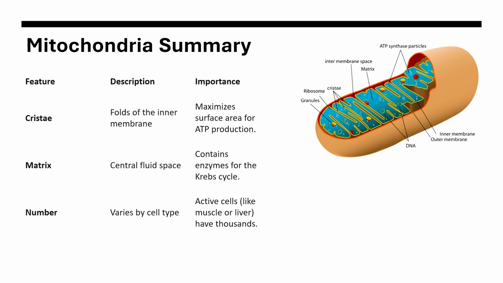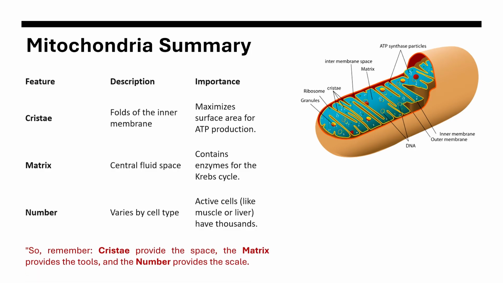They take the raw materials from your food and start the process of stripping away the energy to be packed into ATP. And finally, notice that the number of mitochondria is not the same in every cell. It varies based on how much work the cell does. For example, a skin cell might only have a few hundred, but a muscle cell or a liver cell, which are chemically very active, will have thousands of mitochondria. If a cell needs to move, pump, or build constantly, it needs more power plants to keep up with the demand for ATP. So remember, cristae provide the space, the matrix provides the tools, and the number of mitochondria, meaning their quantity, provides the scale.